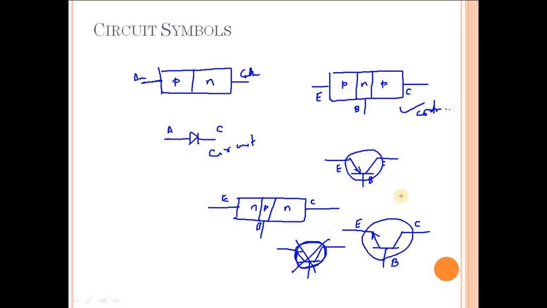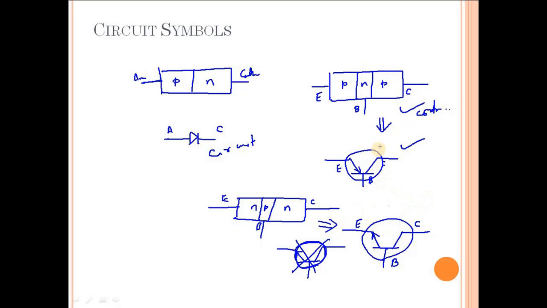So we are very clear about the circuit symbol of the PNP BJT, which is this, and we are very clear about the circuit symbol of the NPN BJT, which is this.